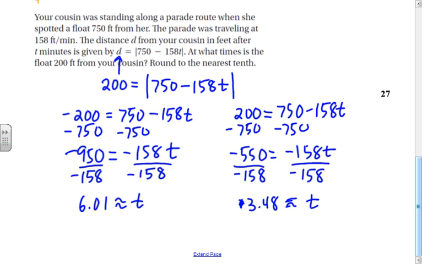So it says round to the nearest 10th. So we're going to say our time is, so this is time before it gets to her is about 6 seconds, 6.0 rounded to the nearest tenth, and this one is 3.485 rounded to the nearest tenth. All right, go ahead, you try that.